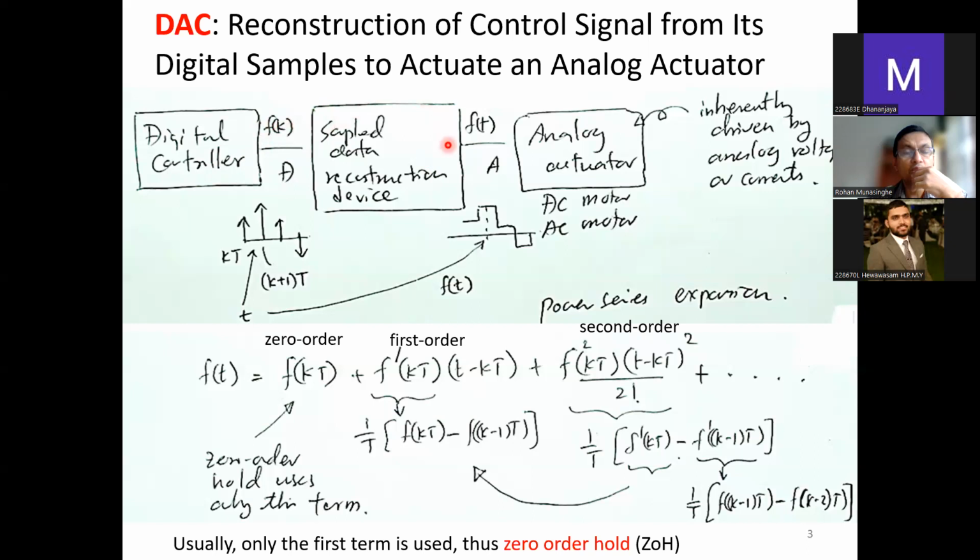And you got to have some sort of mathematics over here, right, which will produce f(t) or u(t), a continuous signal. This is exactly what we want. We want to have a continuous signal, right, to be fed to the analog actuator. So different people have come up with different techniques, different algorithms, right, for this block, which take samples and reconstruct some sort of continuous signal.